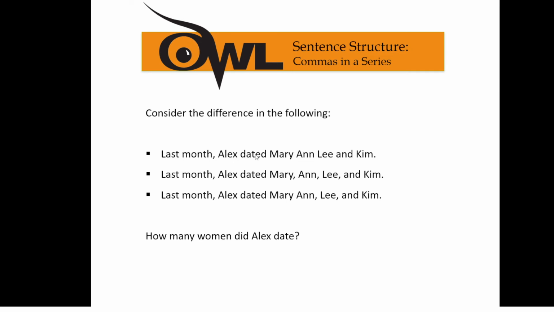Last month, Alex dated Marianne Lee and Kim. So there's a question down here. How many women did Alex date? Let's take a look at the first one and answer that question. Last month, Alex dated Marianne, Lee, and Kim. He dated 2 women, right? Let's check the second example. Last month, Alex dated Mary, Ann, Lee, and Kim. Okay, now he's dating 1, 2, 3, 4 ladies. Okay, and then last month, Alex dated Mary Ann, Lee, and Kim. Okay, now he's dating 3. So, comma listing, very important.